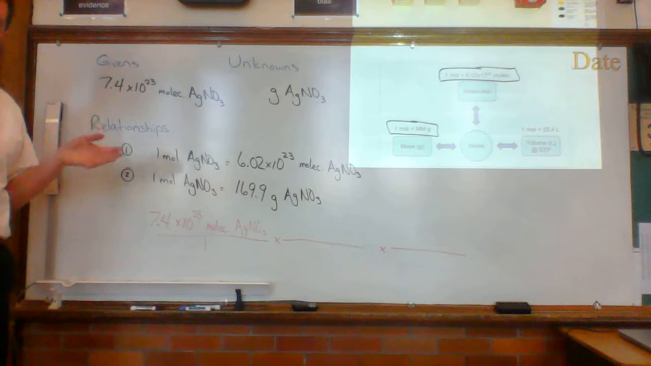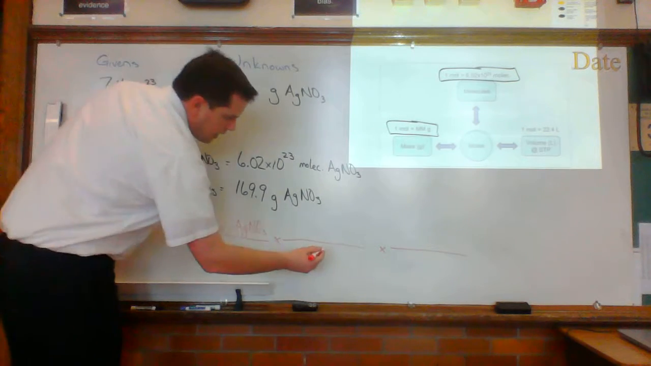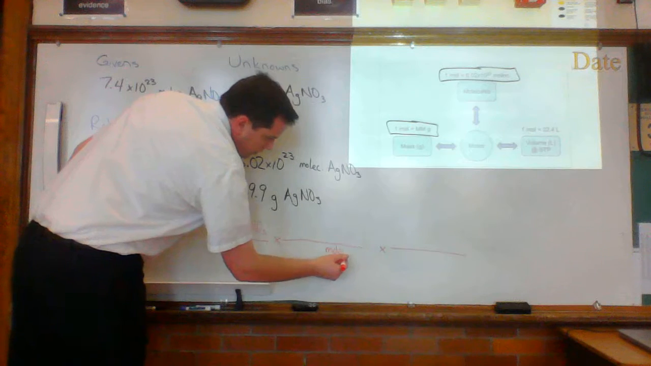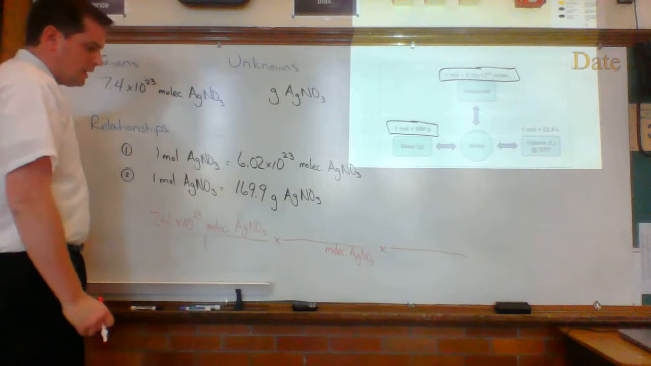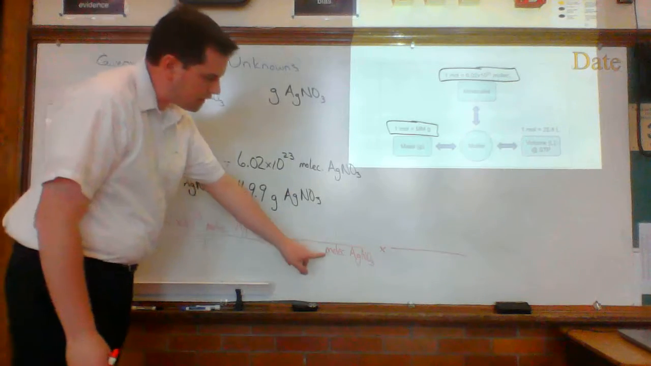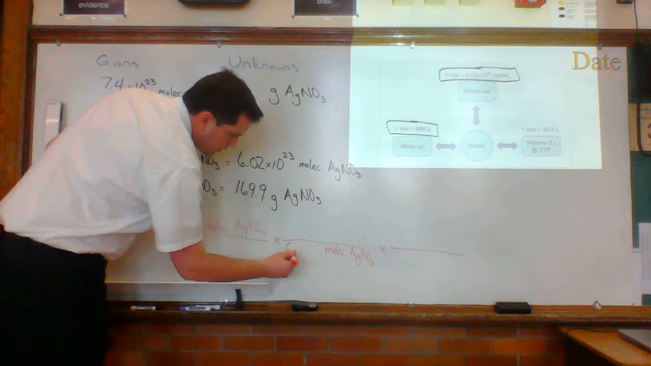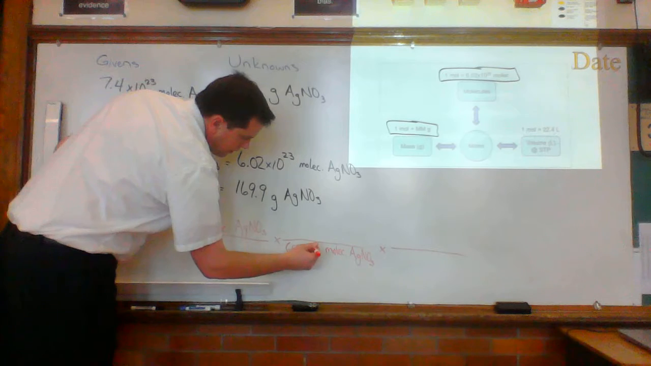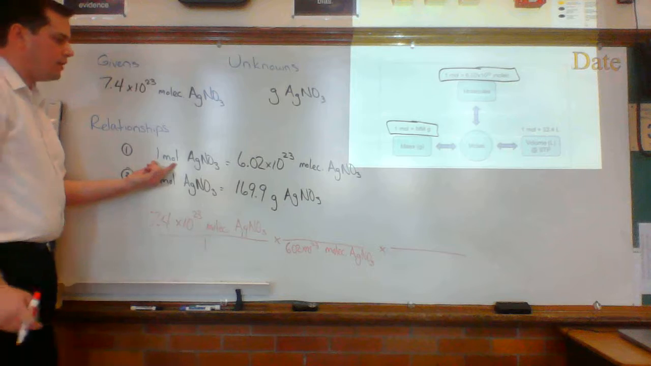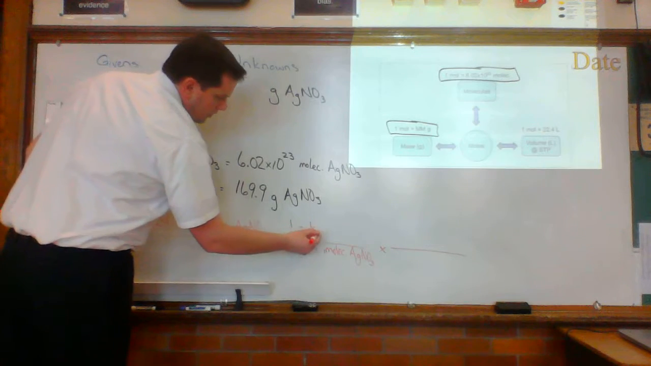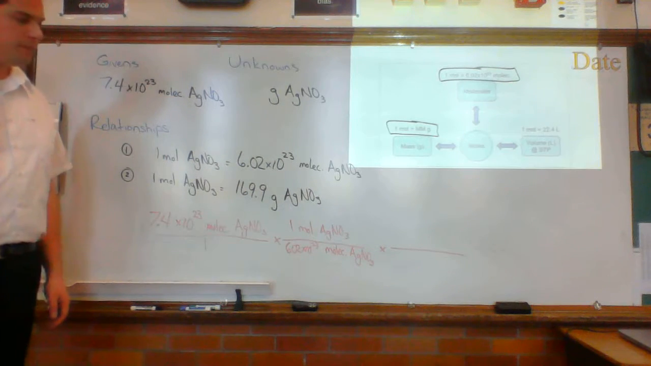Before I try to figure out what goes on top and what goes on the bottom, I'm going to take the unit and the chemical from the numerator, and I'm going to put it down here to the denominator. Molec AgNO3. Numerator always goes down to the denominator. So that tells me that 6.02 times 10 to the 23rd goes on the bottom because that goes with molecules. That means that 1 mole AgNO3 goes in the numerator.